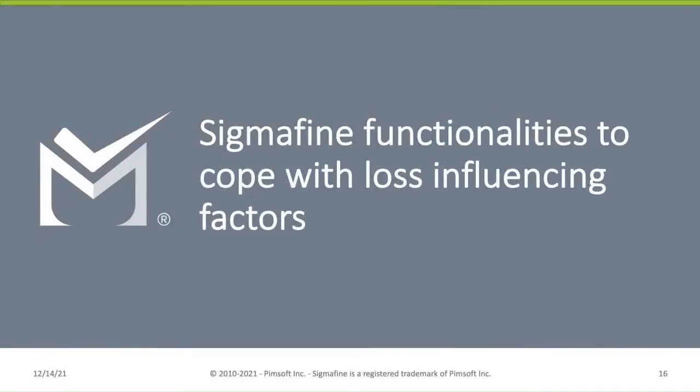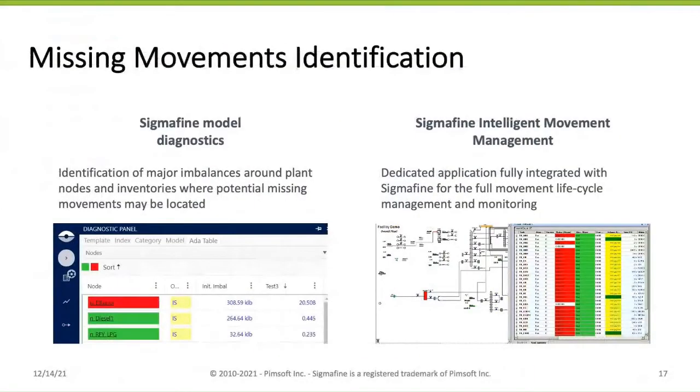Now let's analyze in more detail how some of the Sigmafine functionalities can improve the balance and help reduce the losses. One of the biggest sources of gross errors, which heavily impact the losses or mask part of the losses, are the misdeclarations of movements. On one side, there is the Sigmafine diagnostic that helps identify major imbalances around nodes and inventories, and it can detect areas where possibly a movement declaration was missing.